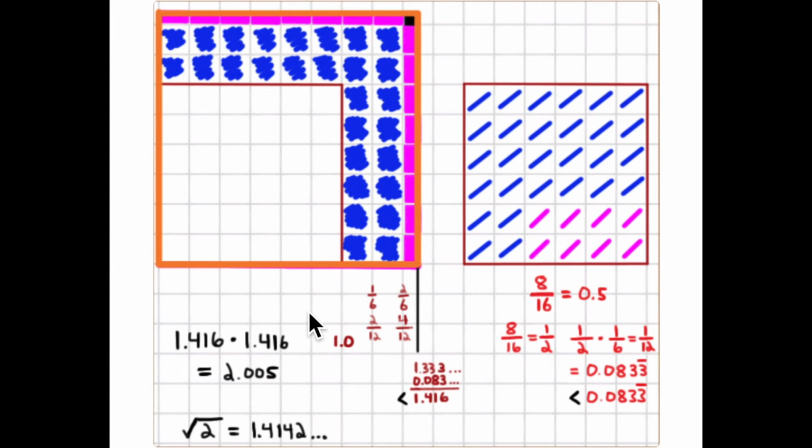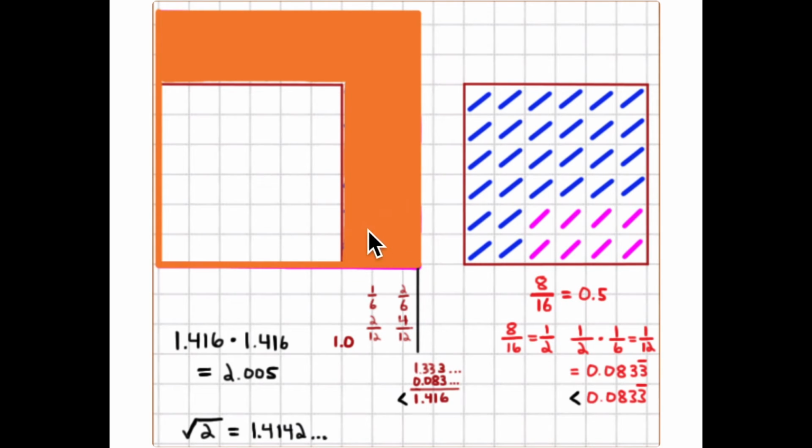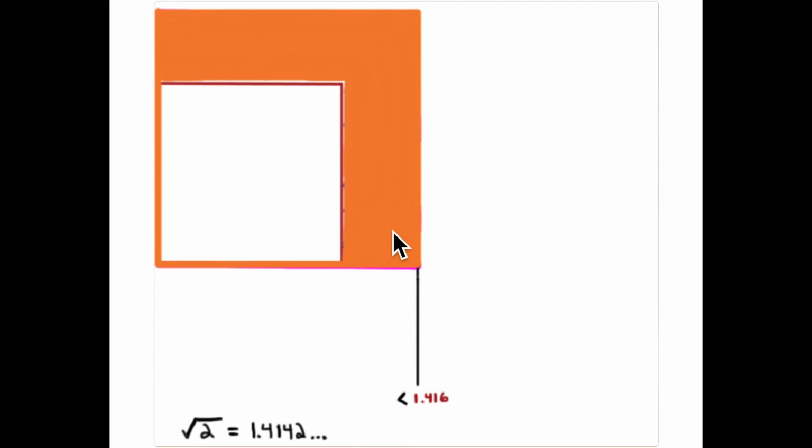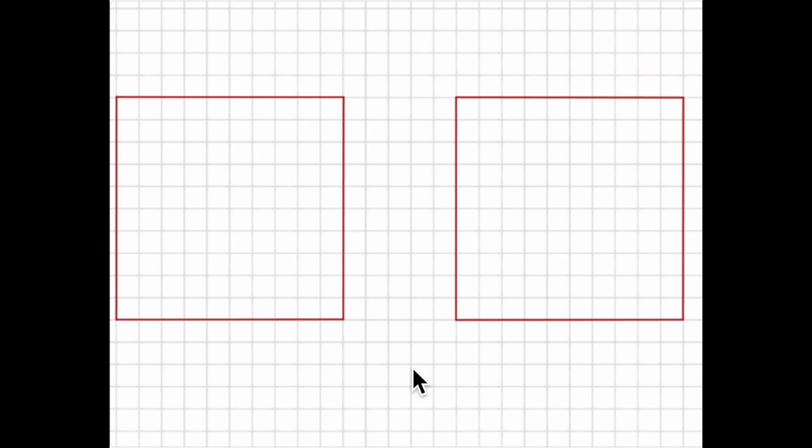So if we get rid of everything, this is 1 square, which has an area of 2 square units. This is 1 square unit. This is the second square unit. Get rid of everything. So this length out to here for the square root of 2 is going to be a little bit less than 1.416. And it's actually 1.4142 and so on. So one more time.